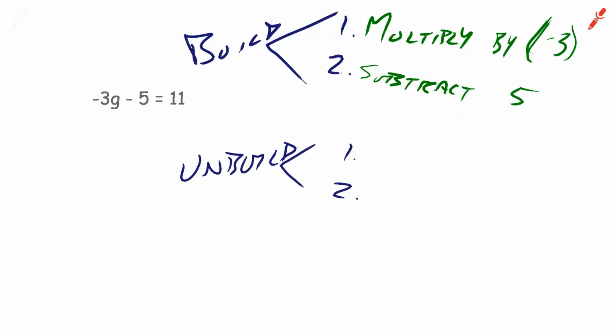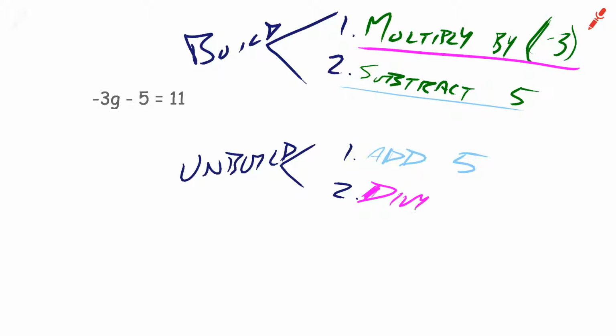So when I come down here and I do the opposite of the build method, the unbuild method or my solution method, I'm going to start down here. I'm going to do the opposite. The opposite of subtract is add. Add. And that number 5 stays the same. Then I come up here and number 2 is the opposite of number 1 on top. Opposite of multiply is divide. Divide by negative 3.